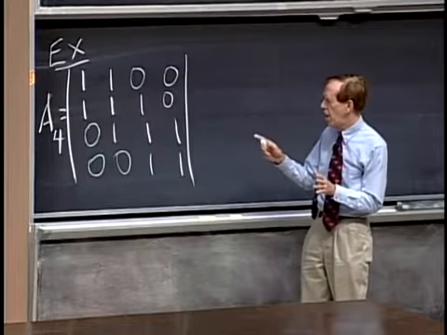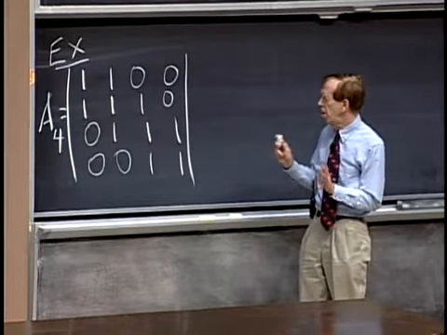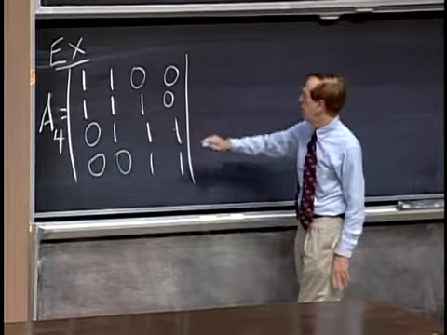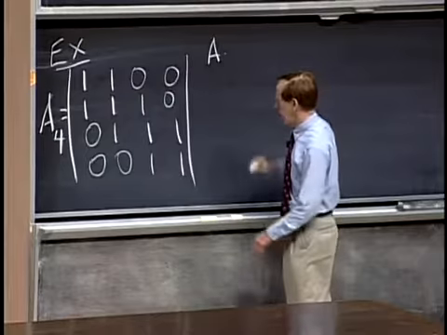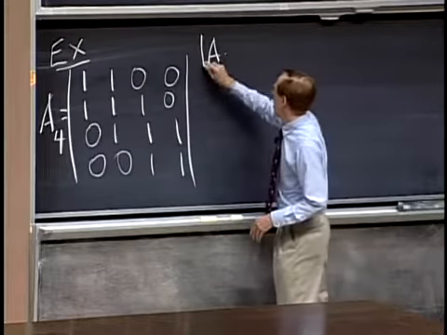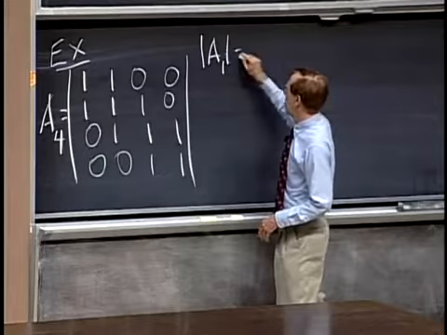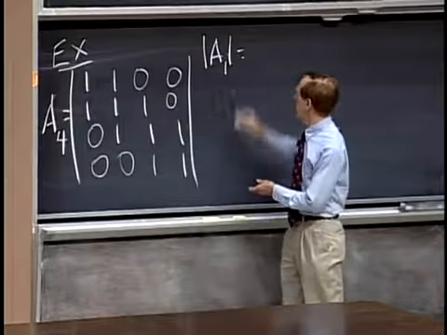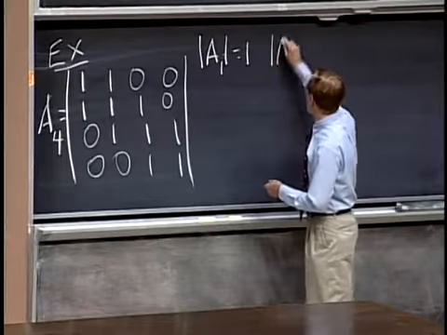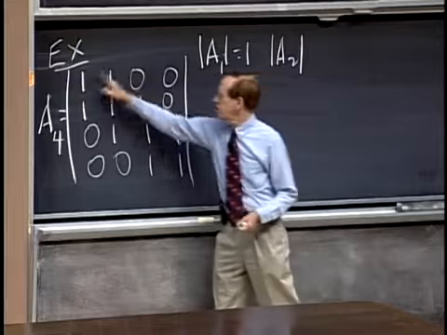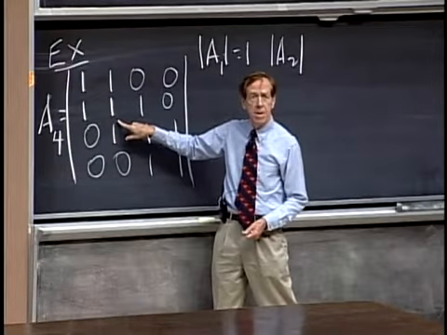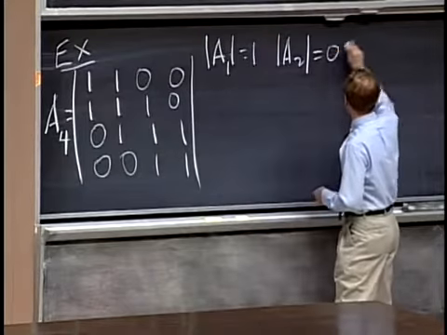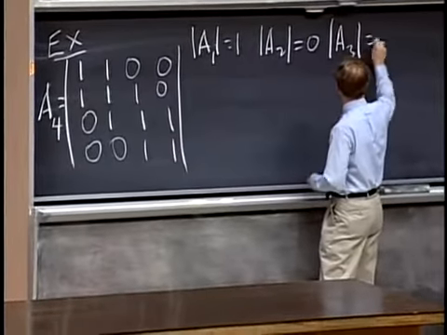Everybody understands what A1 and A2 are. Maybe we should just do A1 and A2 and A3; this is A4. What's the determinant of A1? The matrix A1 in this formula is just a single 1, so the determinant is 1. What's the determinant of A2? It's just this 2 by 2, and its determinant is 0.